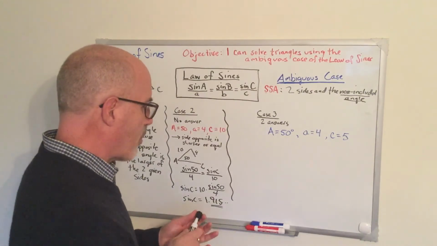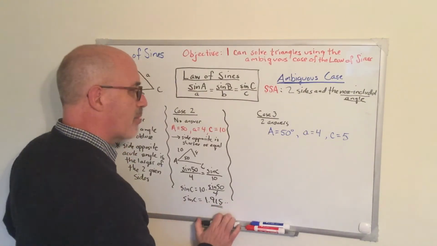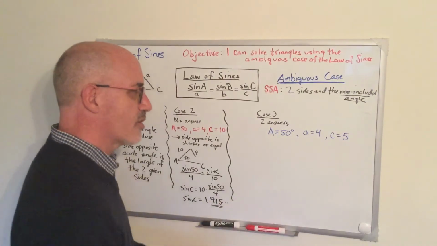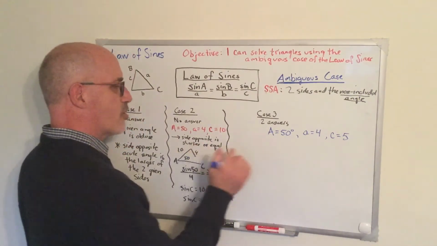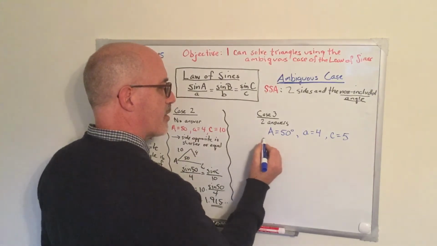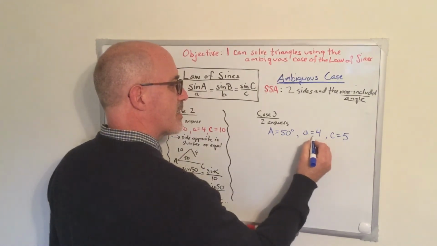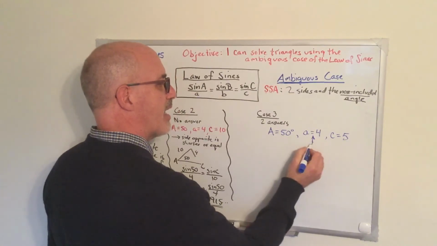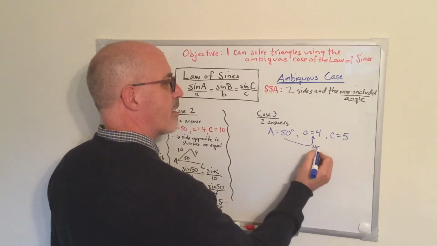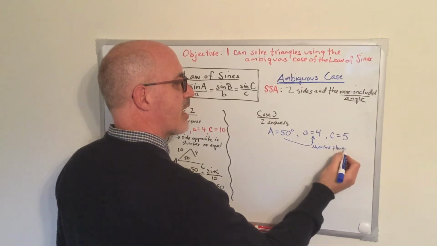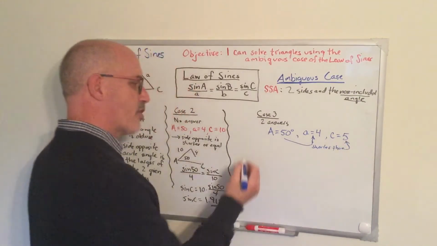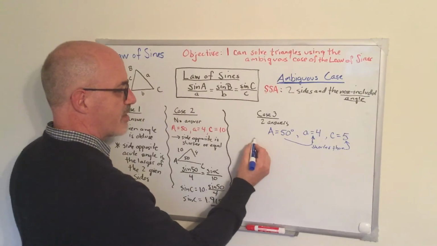So let's talk about what happens if we can possibly get two answers. This also is when the side opposite is shorter, in this case not equal, but shorter. So notice that this side opposite that angle A is shorter than the other side given, okay? The drawing of that would look like this, very similar.